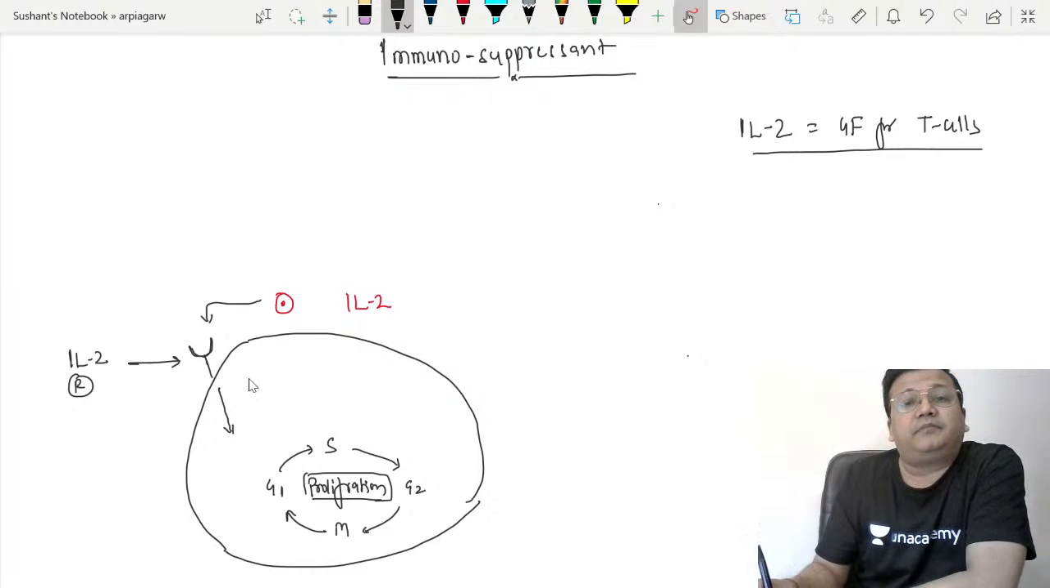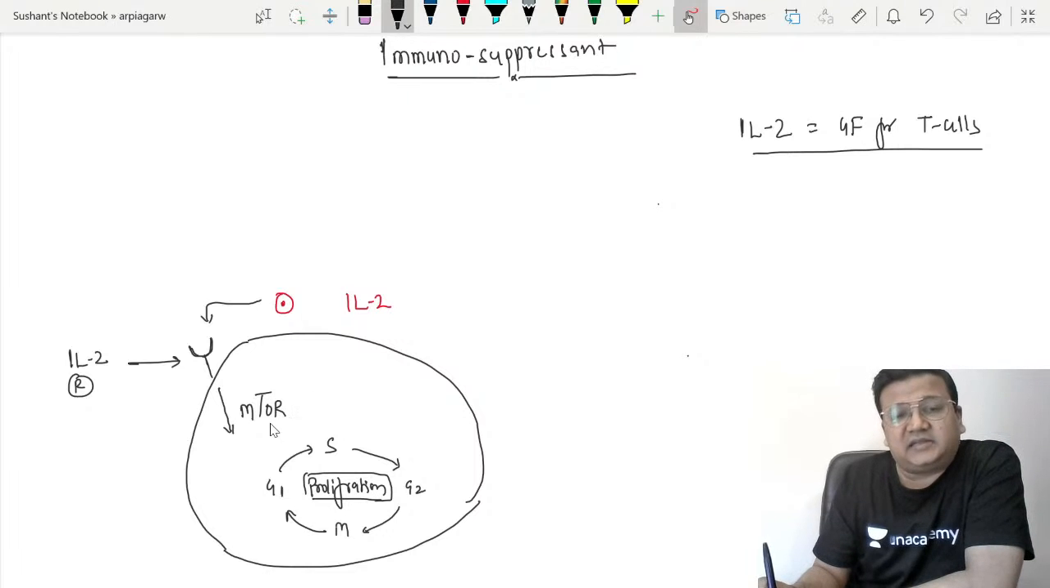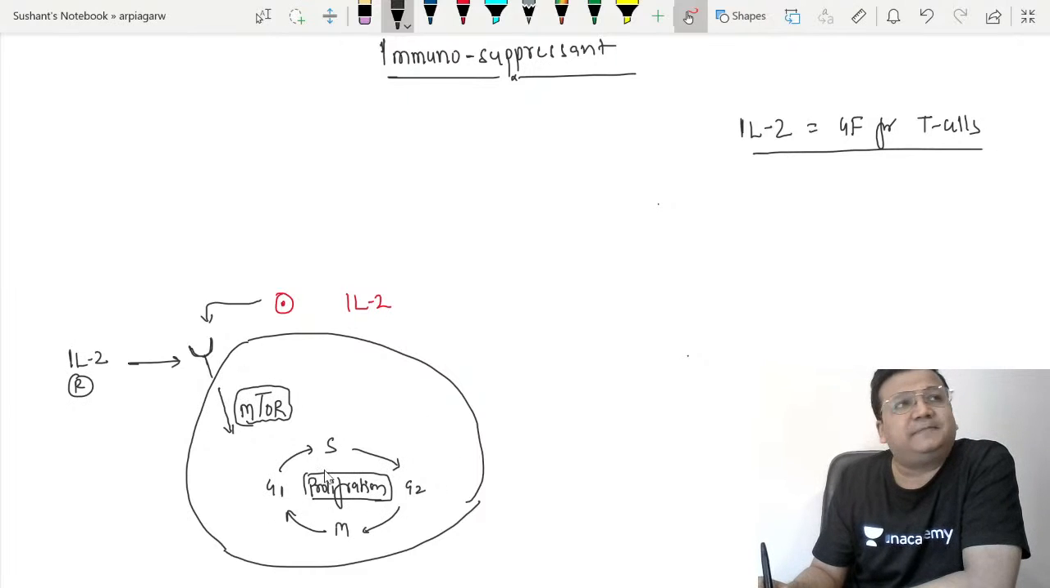In this signal, which is given when the interleukin 2 receptor is stimulated, to the nucleus of T cells, there is a kinase or a protein involved, which is known as mammalian target of rapamycin. Mammalian target of rapamycin is an intracellular protein located inside the T cells, which will help in translating the signal of interleukin 2. So now see, how can we block this pathway?